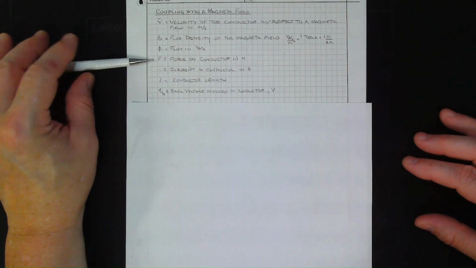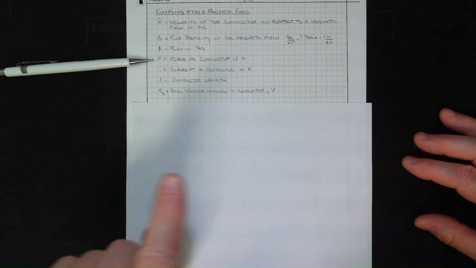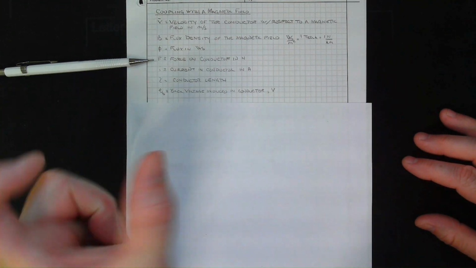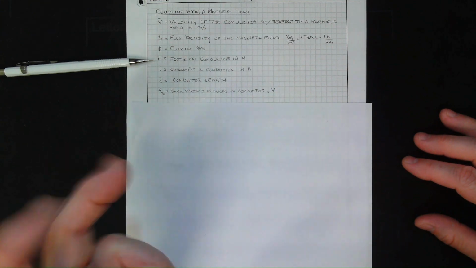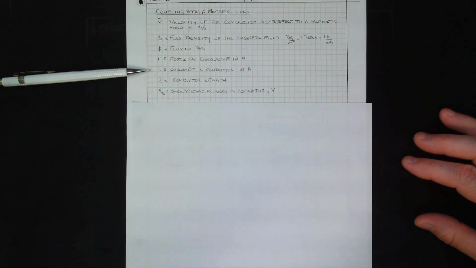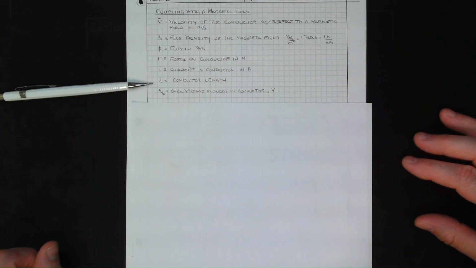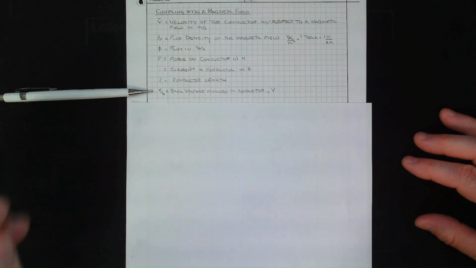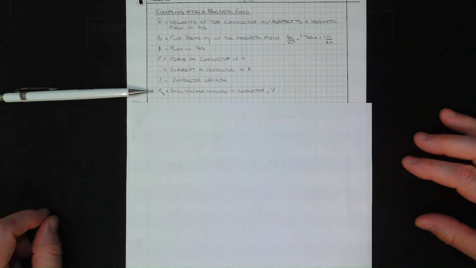The force on the conductor. So if you picture, what's the force causing the thing to want to rotate? If you have a rotor, you put a force in the conductor and that'll create a torque. Then there's the current in the conductor, and the length of the conductor that is in the magnetic field. And then the last thing, the back voltage, which is induced by the conductor. All right.